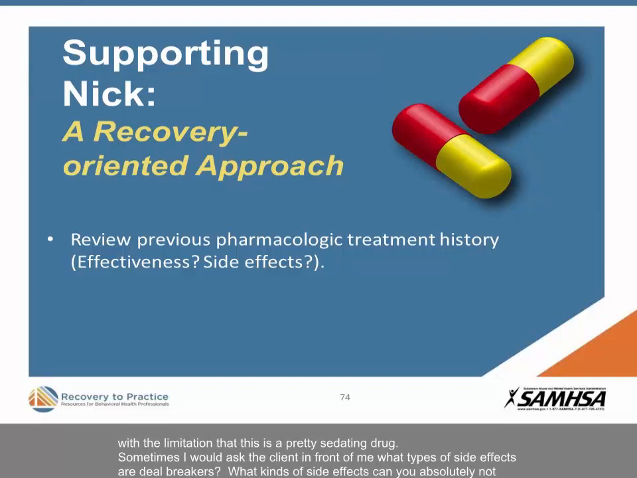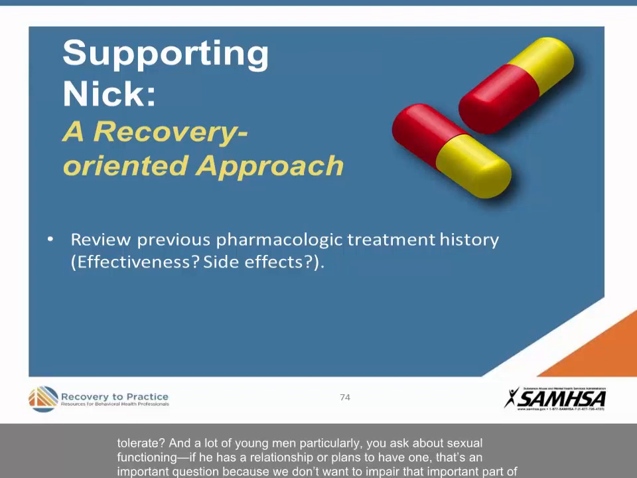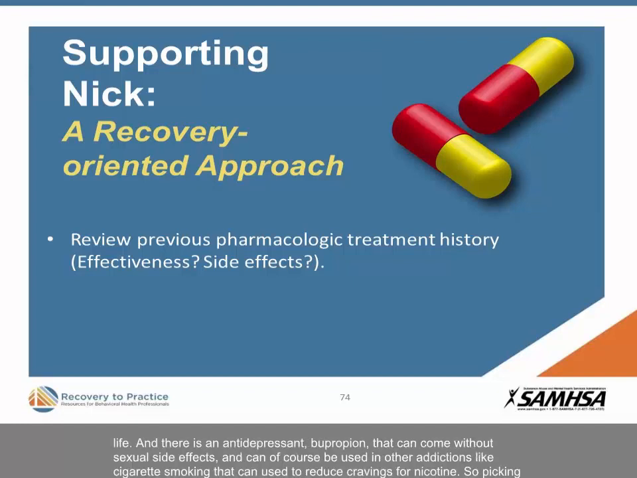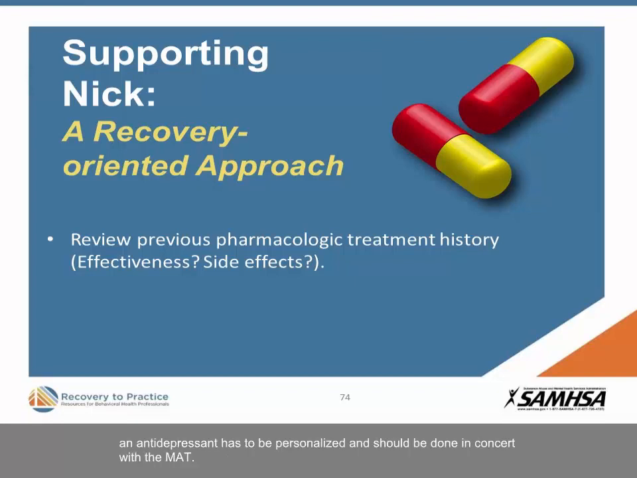Sometimes I would ask a client in front of me, what's the deal breaker? What side effect can you absolutely not tolerate? And a lot of young men, particularly, you'd ask about sexual functioning. If he has a relationship or plans to have one, that's an important question because we don't want to impair that important part of life. And there is an antidepressant, bupropion, that can come without any sexual side effects and can, of course, be used in other addictions like cigarette smoking to reduce cravings for nicotine. So picking an antidepressant has to be personalized, and it can be done in concert with the MAT.